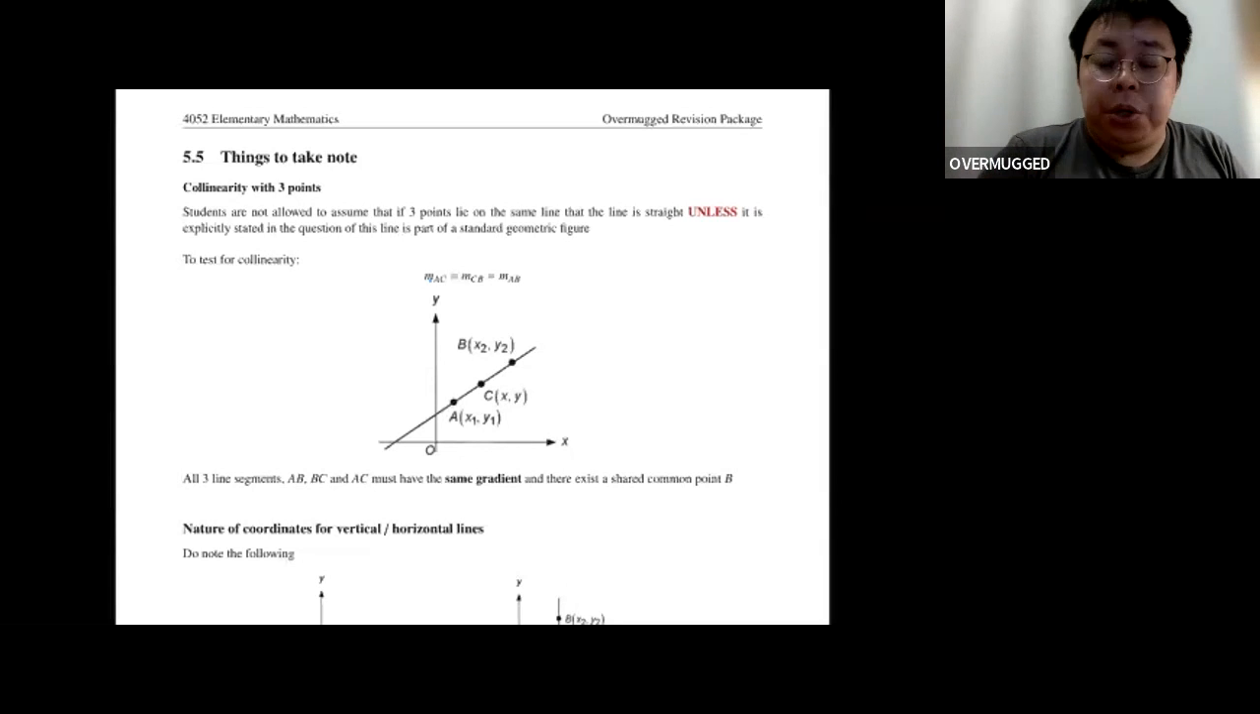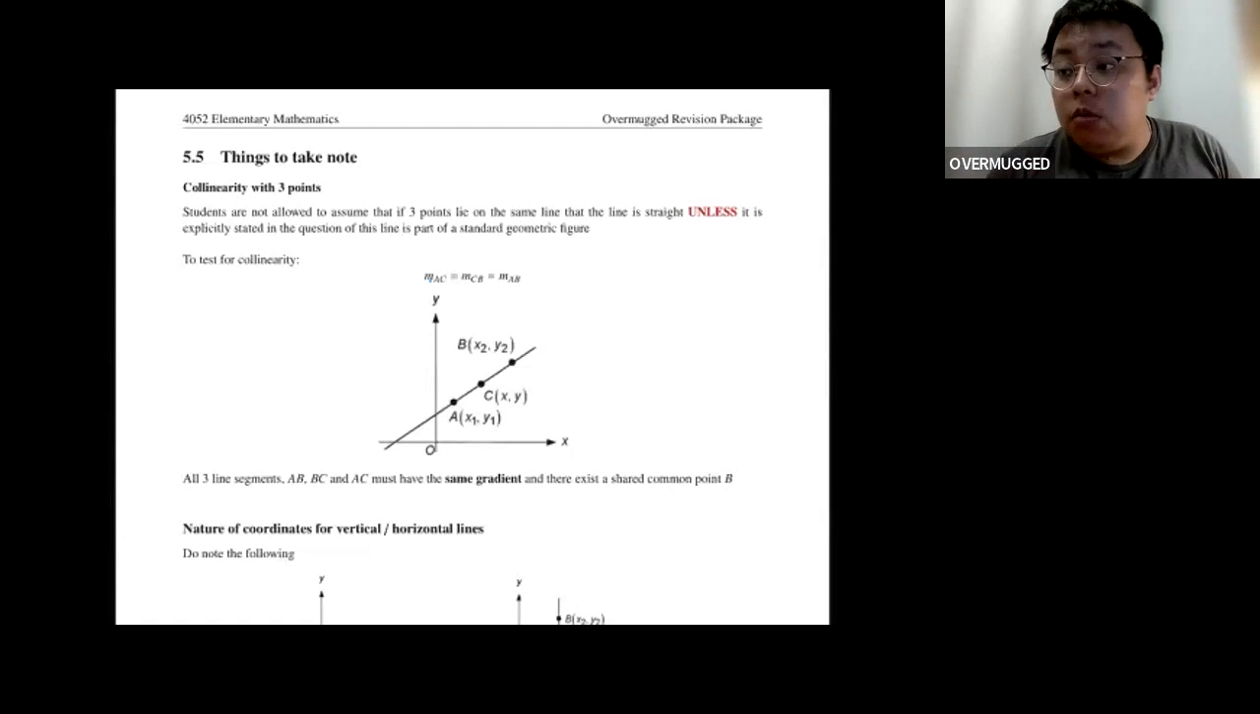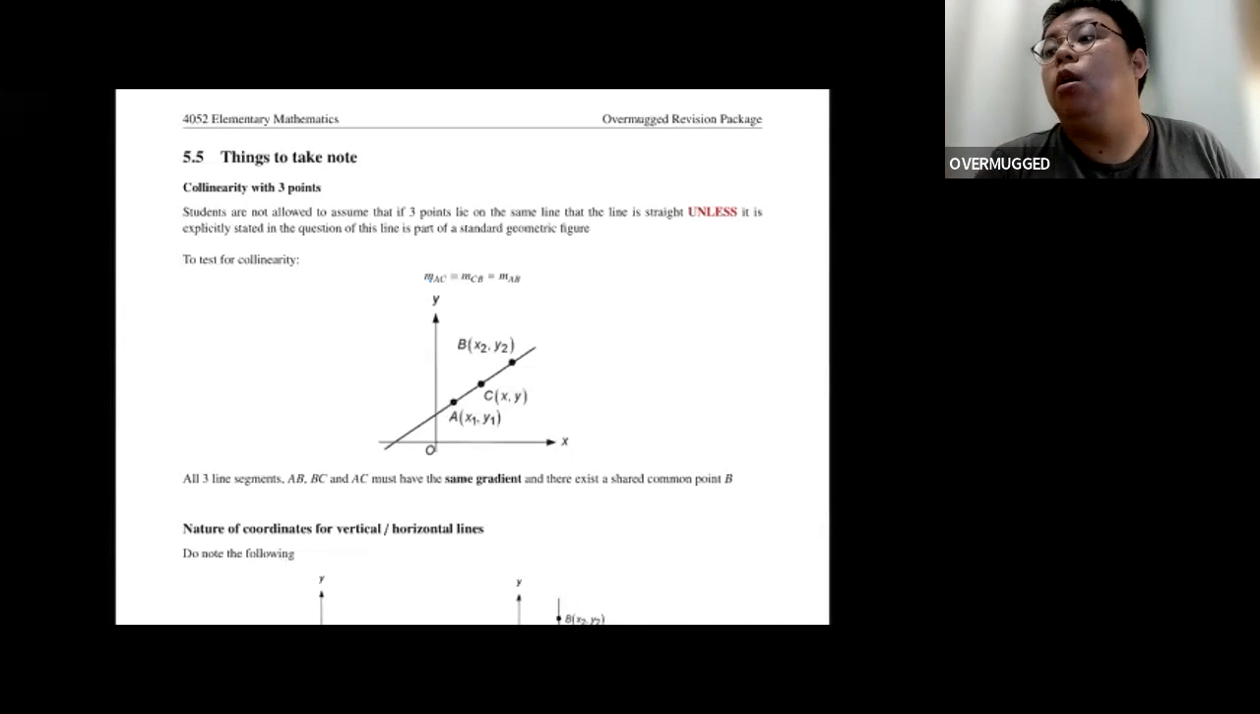This is a very important concept that people need to remember. You cannot anyhow assume that any 3 points on a line is considered straight, unless the question says so. This is the reason why questions will always say, oh, ABC is a straight line, because they must 100% define it to you. You cannot assume that any 3 points on a straight line is indeed straight. There are, of course, exceptions. An exception will be if your line is part of a figure. If it's part of a triangle, then obviously it's going to be a straight line.